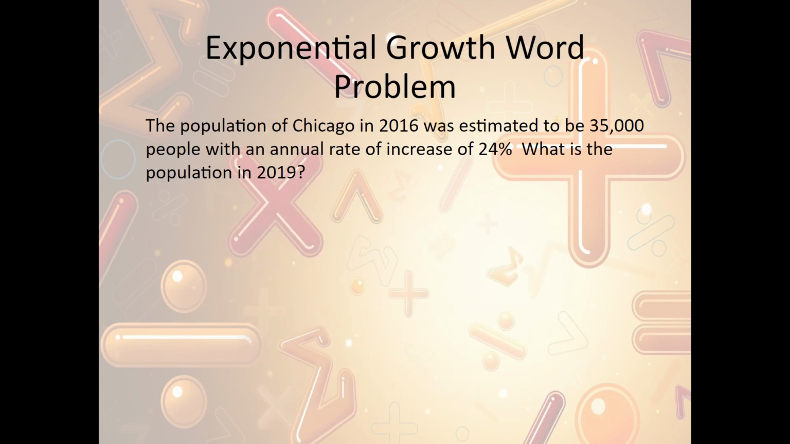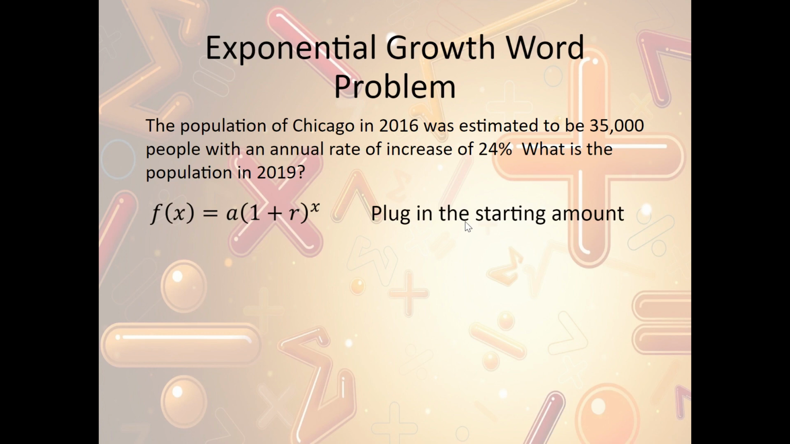Let's look at a word problem for exponential growth. It says the population of Chicago in 2016 was estimated to be 35,000 people with an annual rate of increase of 24%. What is the population in 2019? So first of all, we're going to use our formula of f of x equals a times (1 plus r) to the x. And we're going to plug in the starting amount. Well, what did it start out at? It started out at 35,000, so that goes in for a. So this is f of x equals 35,000 times (1 plus r) to the x.